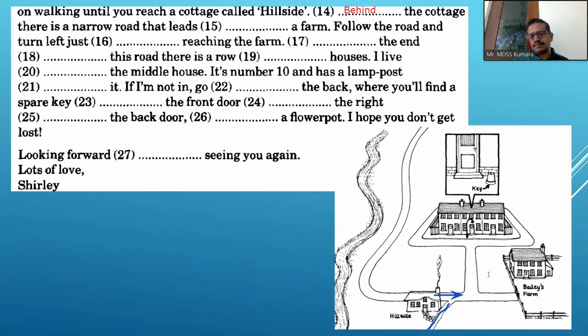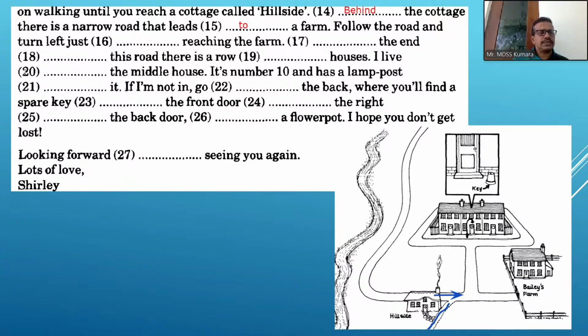Actually, this is something like an enlarged picture. So that is why. Maybe this one is a footpath. This is what is meant by the narrow road. Behind the cottage, there's a narrow road that leads blank a farm. Yes, that leads to a farm.